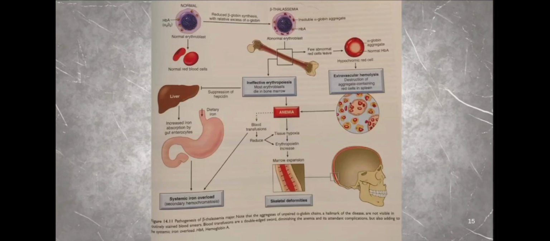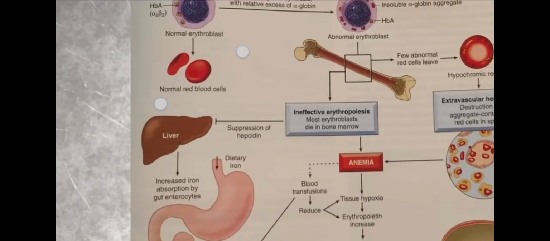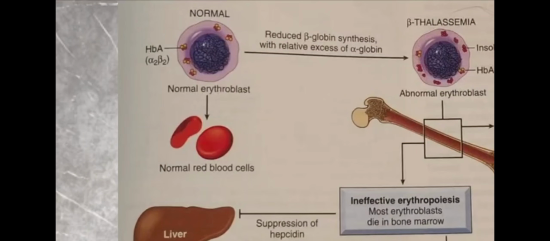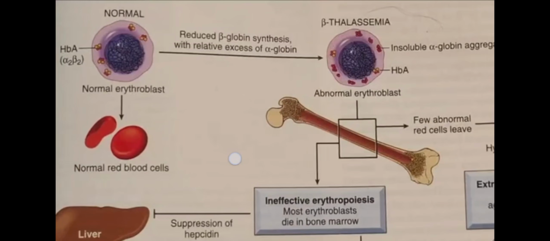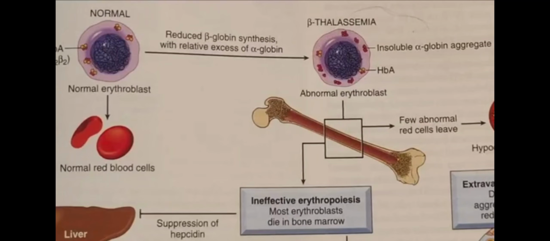So let's see the pathogenesis of beta thalassemia major. We can see two alpha and two beta chains. This is a normal erythroblast, and if there is reduced beta globin synthesis, which relatively gives an excess of alpha globin, this is an abnormal erythroblast.